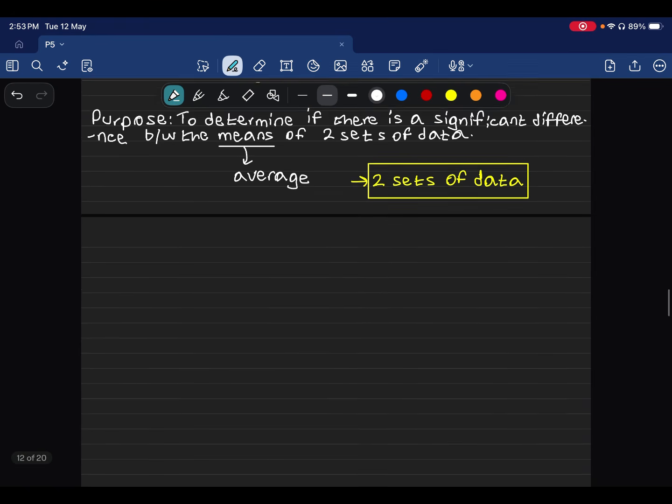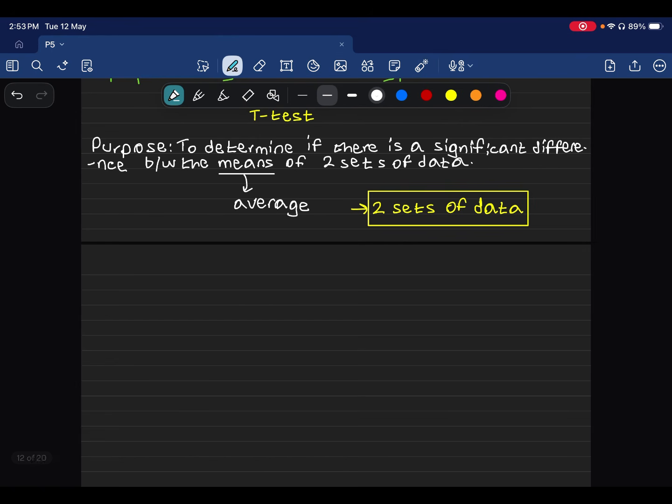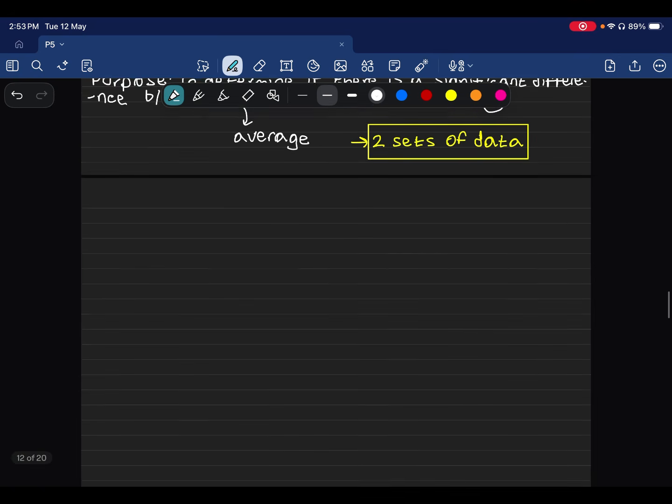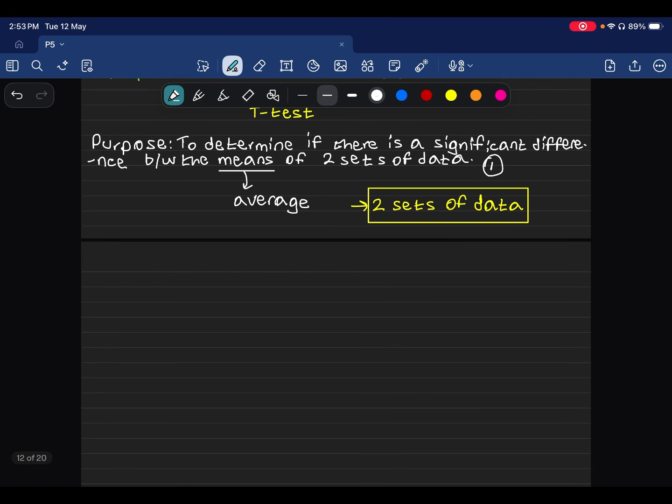Okay. Now, there are some conditions when you're using the t-test. Basically, there are a few things which you need to make sure of, and only after that can you use the t-test. Number one, you should be comparing the means of two sets of data. You should not be comparing one value in one data set to another value or any other random value in the data set. No, you're not comparing individual values. You're comparing the means. Number one.